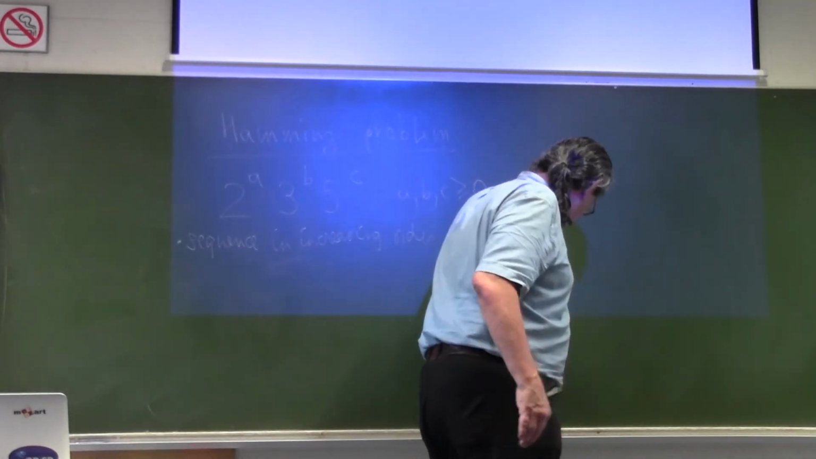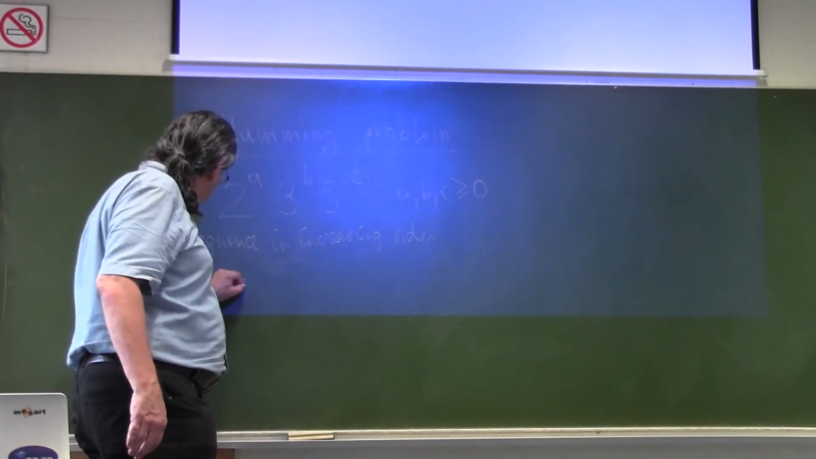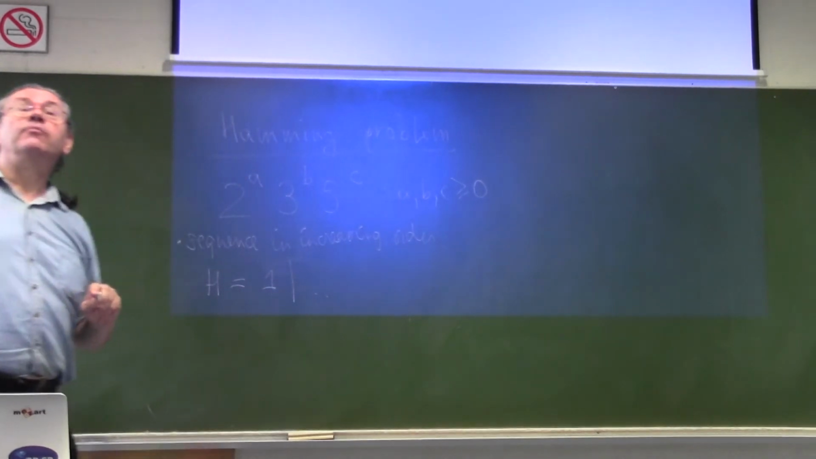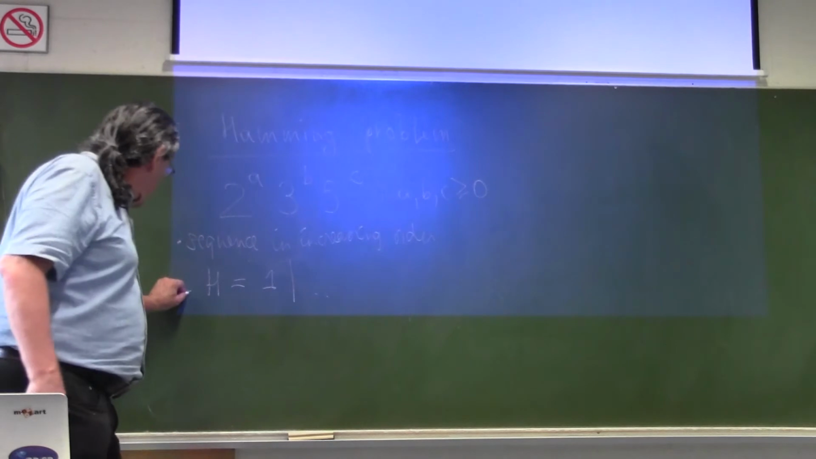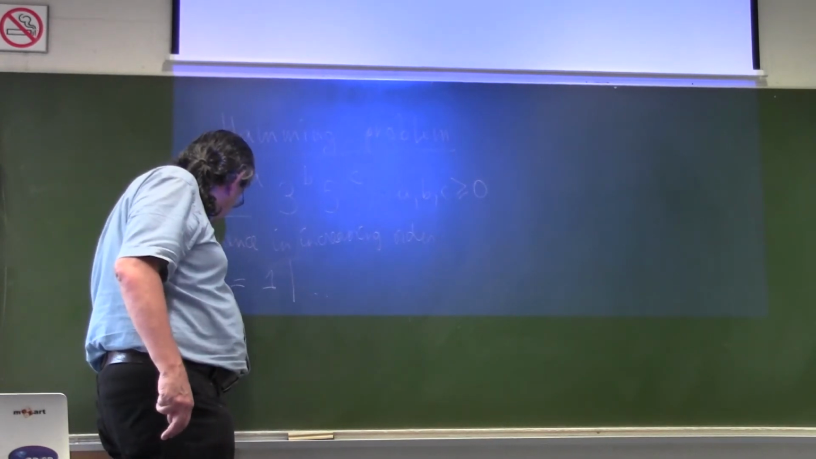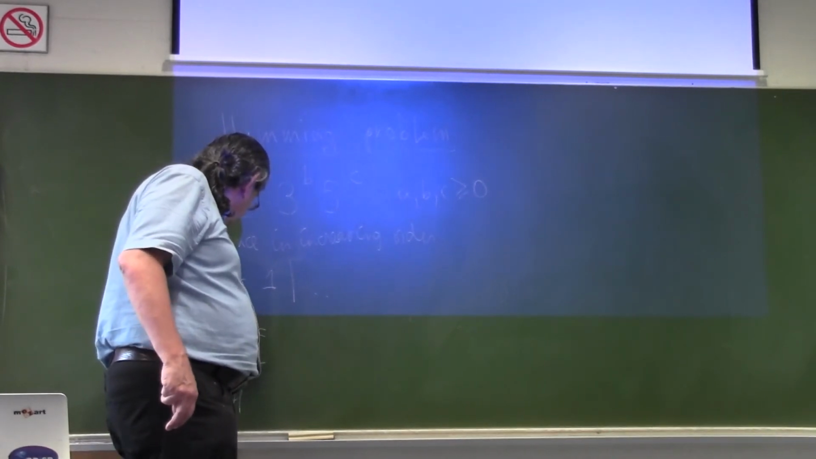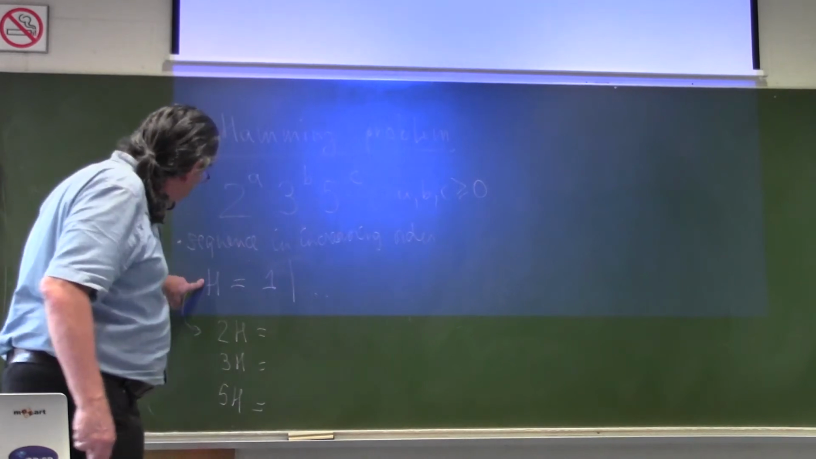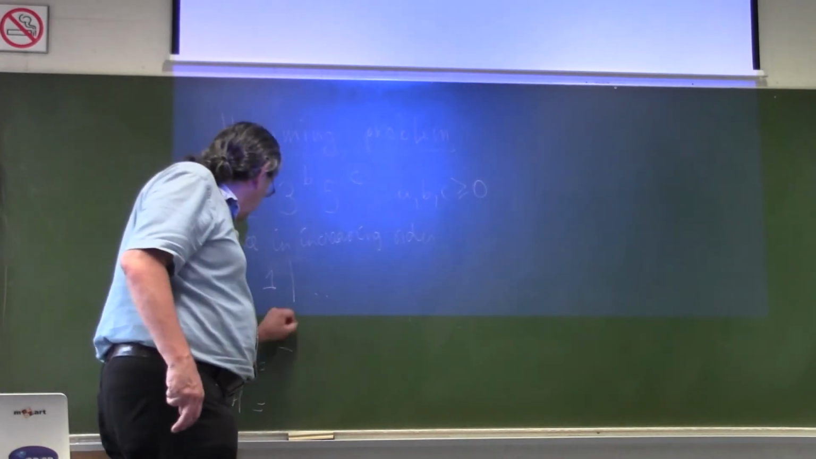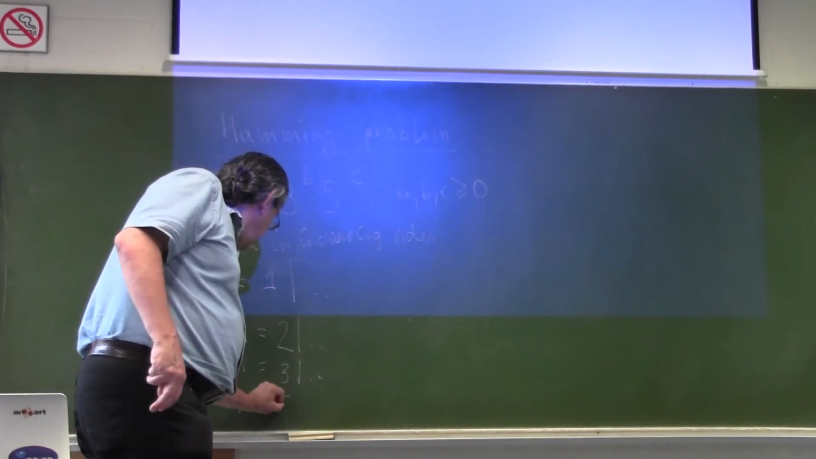Okay? So the idea is the following. I start with H, which starts with 1. So I know it has to start with 1. Okay? Now I make 3 sequences: 2H, 3H, and 5H. So when H starts with 1, 2H will start with 2. Okay? 3H will start with 3, and 5H will start with 5.